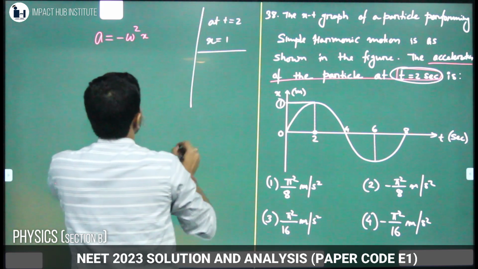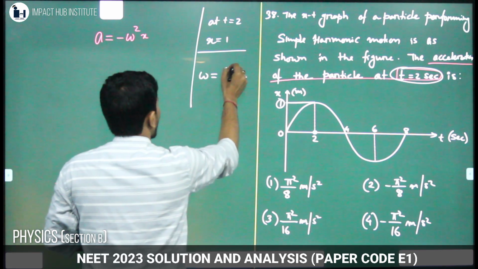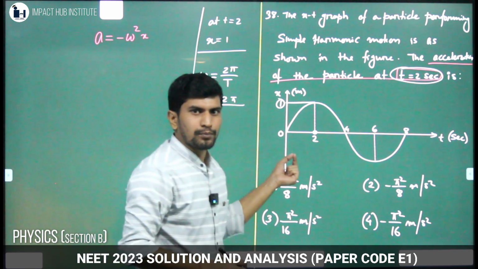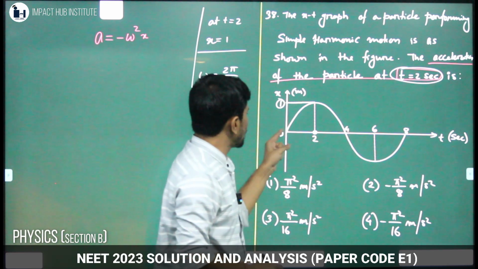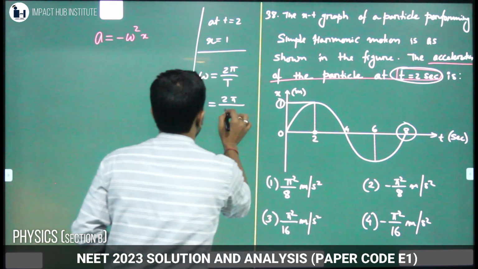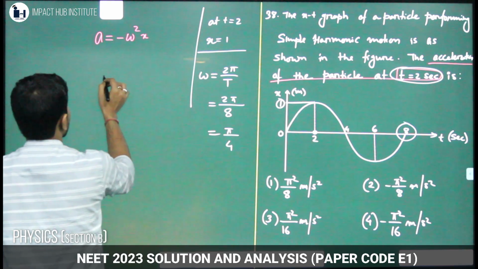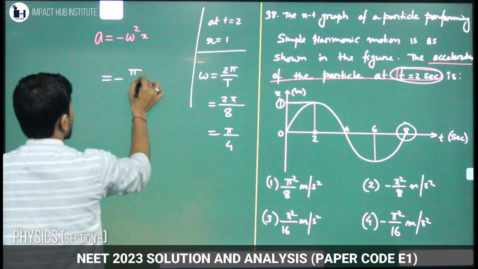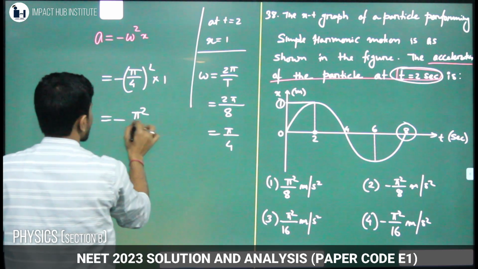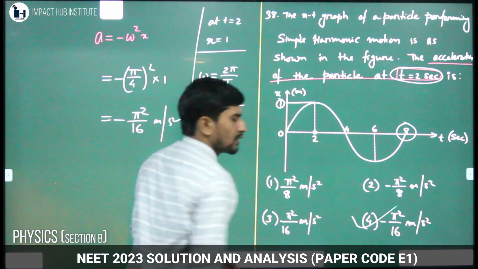And then what is this omega? This omega is nothing but 2 pi by the time period. What is the time period? The time period is the time required to complete one cycle. So here in this case the cycle starts here and completes here. So omega becomes equal to pi by 4. I feed these values here. So this will be equal to pi by 4 whole square multiplied by 1. And thereby it gives me pi square divided by 16 meter per second square. So the answer is this one. Okay.